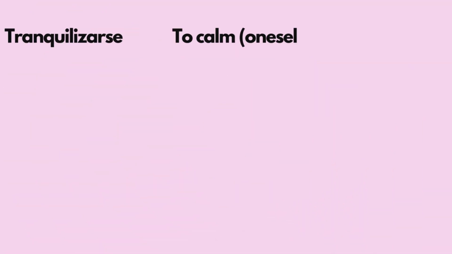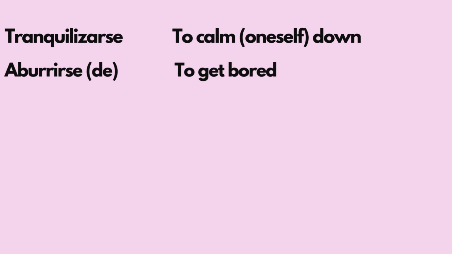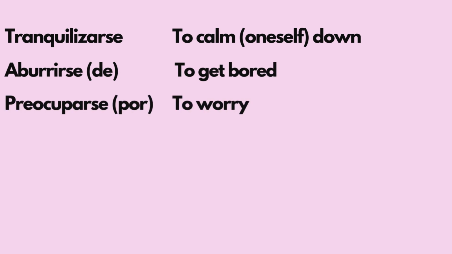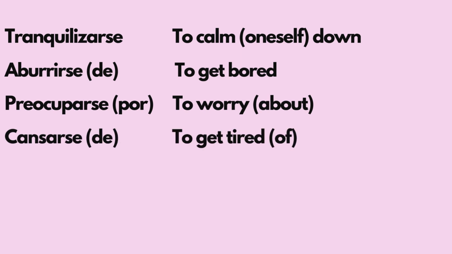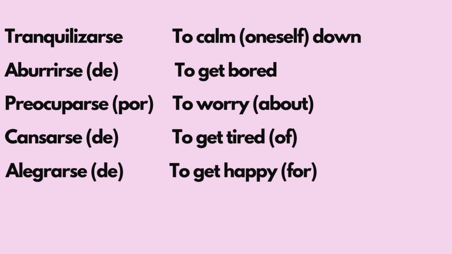The following group of verbs belongs to those that show a change in mood, and as usual, we must learn them along with their prepositions, if they need any. For example, tranquilizarse, to calm oneself down. Aburrirse de, to get bored. Preocuparse por, to worry about. Cansarse de, to get tired of. Alegrarse de, to get happy for.